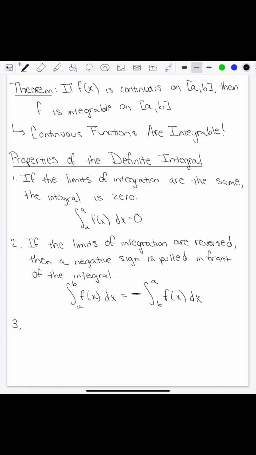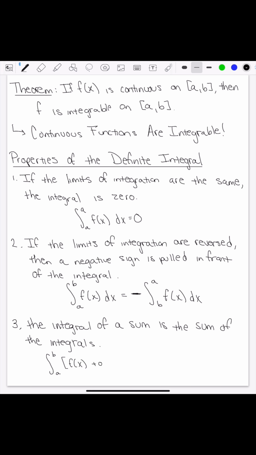And then 3, the integral of a sum is the sum of the integrals. So if you have the integral from a to b of f of x plus g of x, then you can split that up into 2 integrals, each with one function, and add them up. Let me do an example showing you this.